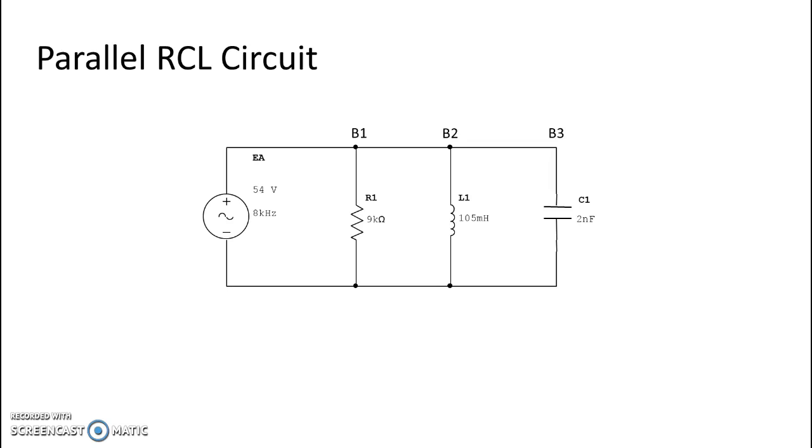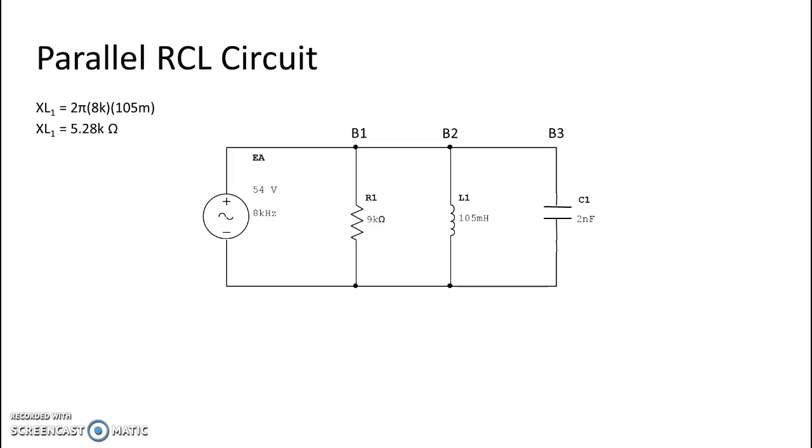Alright, and here we are in a parallel RCL circuit. We're going to do calculations. It should be fairly familiar. You're already familiar with RL and RC, and we've looked at series RCL circuits, so there aren't too many differences. Alright, let's get started. So you're going to start with your ohmic values for your two reactive components.